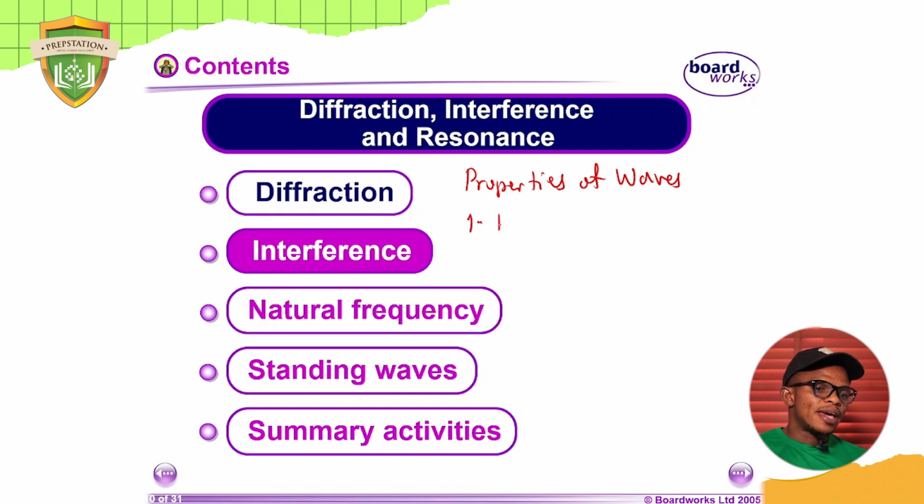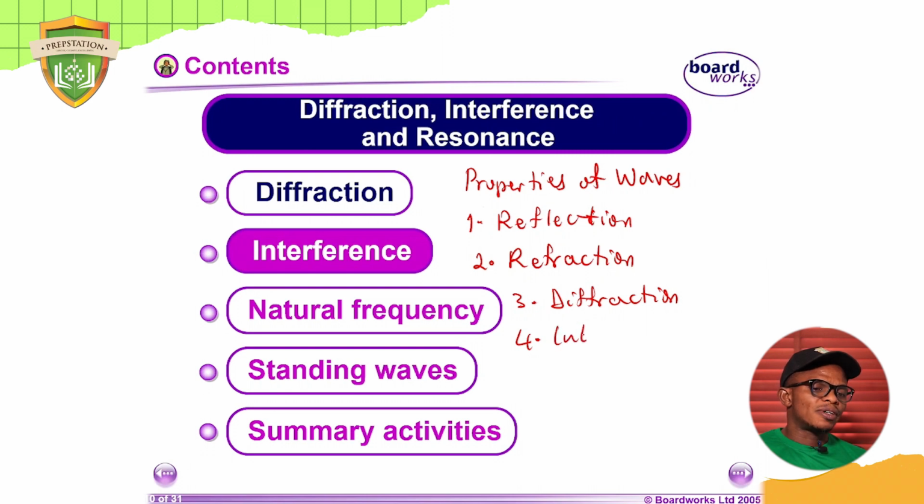So number one, we have reflection. I'm going to explain all of these one after the other. Number two, we have refraction. And then number three, we have diffraction. And then number four, we have interference. And then number five, remember I told you there are five properties, we have polarization. So how many? Five in number.